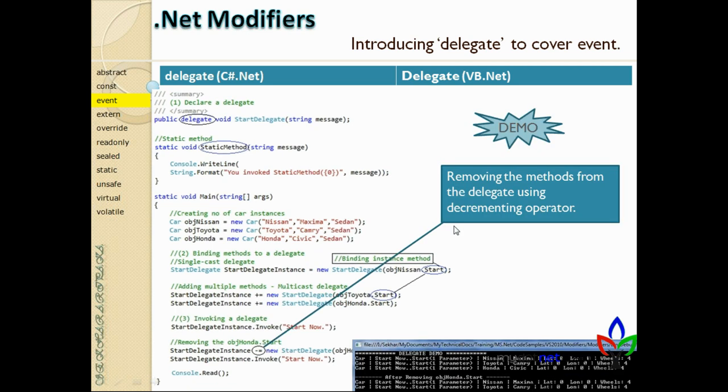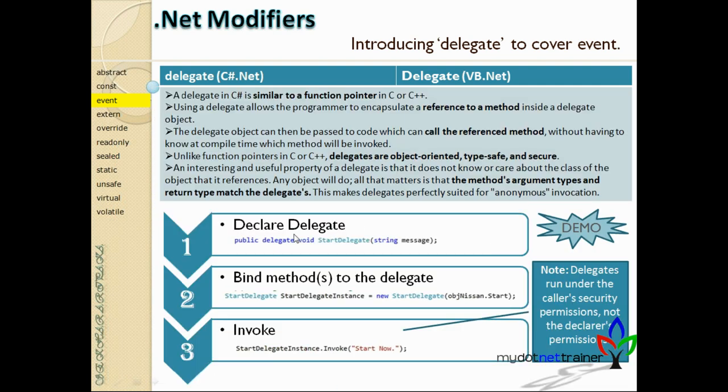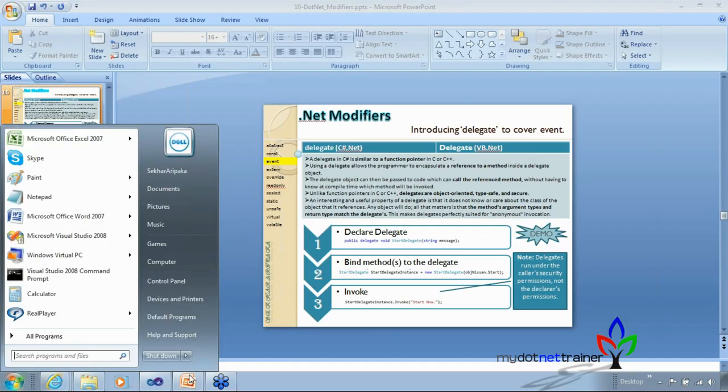So we have just demonstrated this one, and we also saw removing the methods from the delegate queue by using the decrement operator. Okay, just to recap, to declare a delegate, you need to declare a delegate and then bind methods to the delegate, immaterial from where these methods are. The method must follow the same signature as that of the delegate to bind it, otherwise it won't. So we'll see that negative operation also.